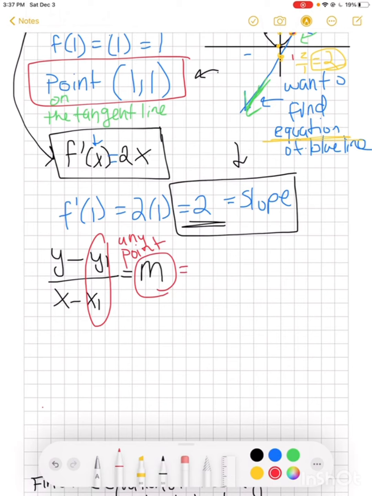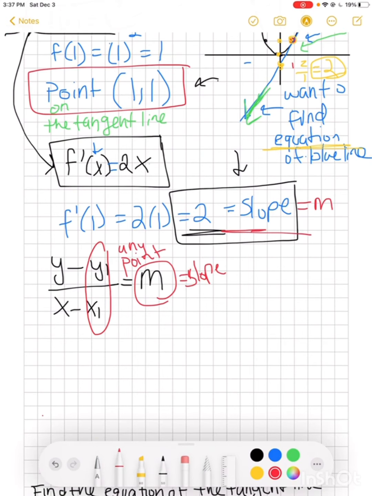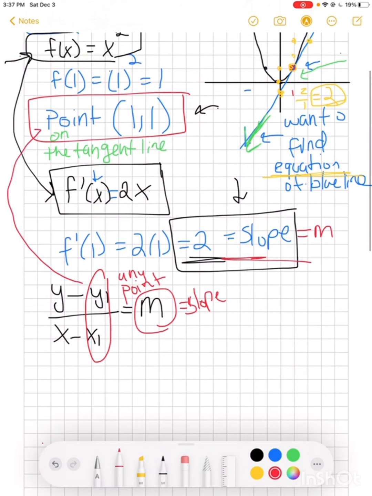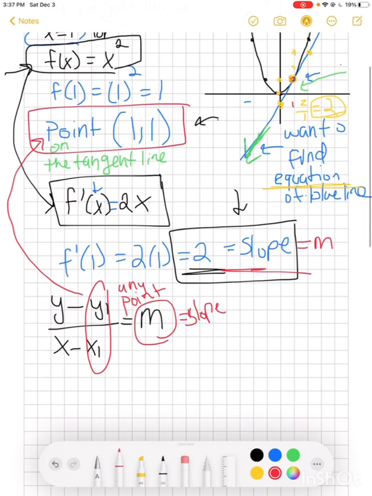And m equals our slope. So this slope here, this 2, is also our m. So we already found m right here. And if you remember, we found a point on the tangent line as well, which is (1, 1). And so this is x1 and y1. So we have everything we need to plug and chug into this equation and find the equation of that line.